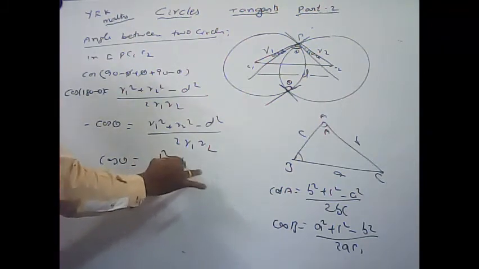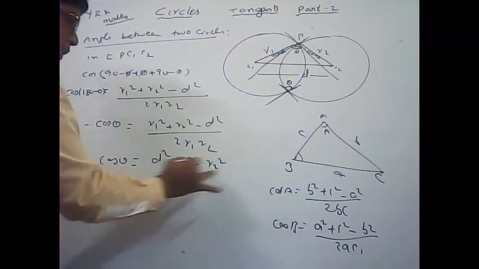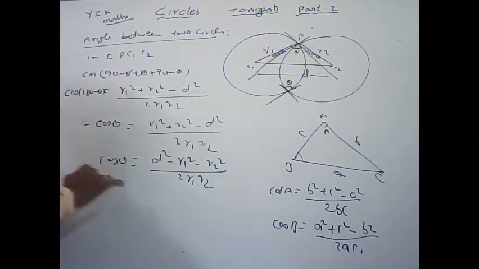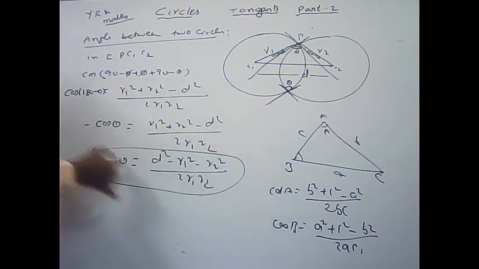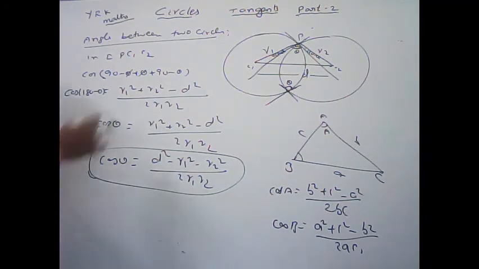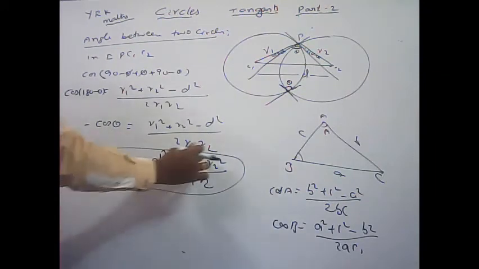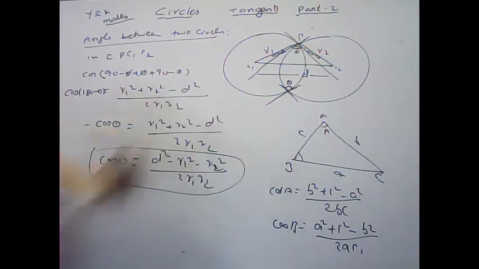cos theta is equal to (d square minus r1 square minus r2 square) by 2r1 r2. Theta is equal to cos inverse of that, that is the angle between two circles. Here d is the distance between centers of two circles, r1 is the radius of the first circle, r2 is the radius of the second circle.